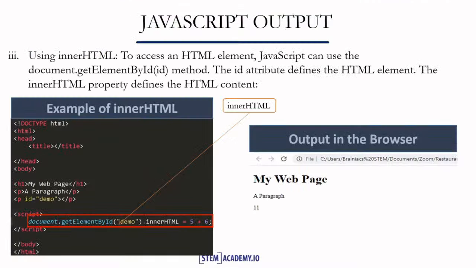JavaScript output using innerHTML. To access an HTML element, JavaScript can use the document.getElementById method. The ID attribute defines the HTML element. The innerHTML property defines the HTML content.